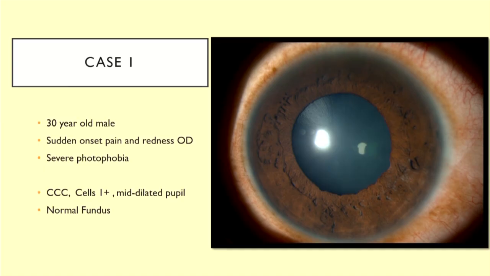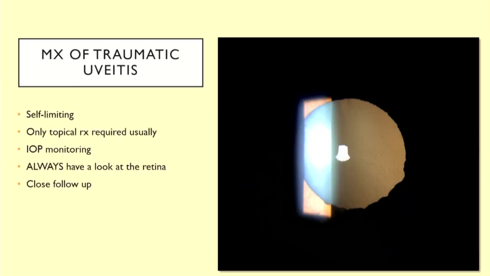This is the first episode. No prior history of similar episodes. I think I heard trauma. So that is the answer here. Ask for a history of trauma. If you're in the emergency at night, you see a patient with sudden onset uveitis, no prior history, ask for a history of trauma. So this patient has traumatic anterior uveitis.